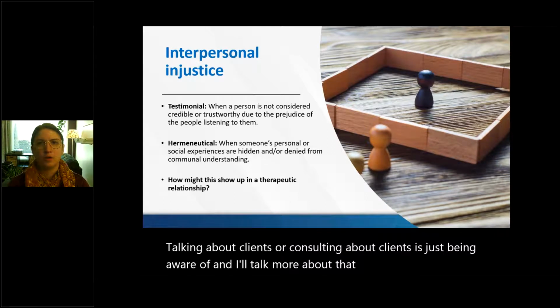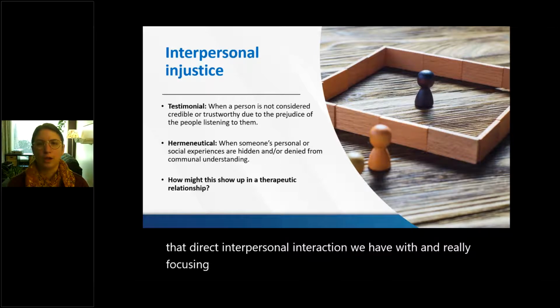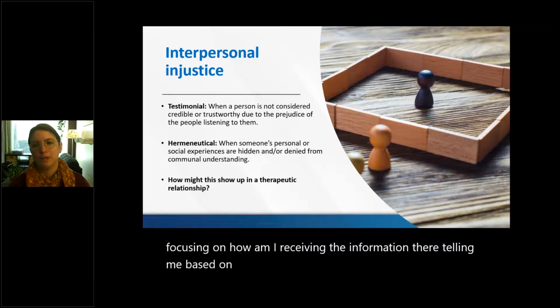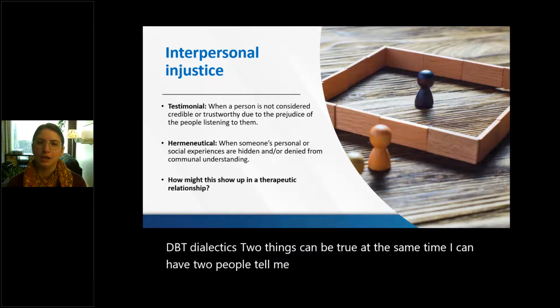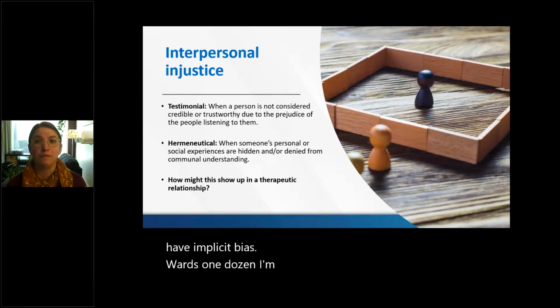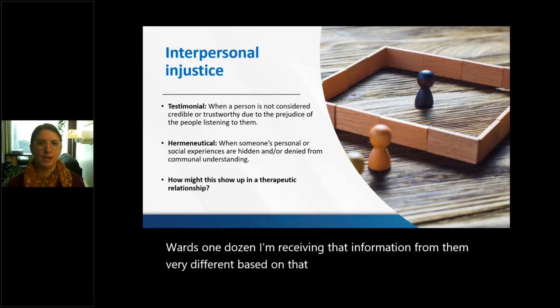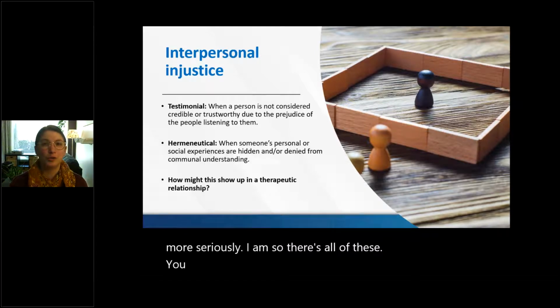But there's also that direct interpersonal interaction we have with clients and really focusing on, how am I receiving the information they're telling me based on my implicit bias? Because it goes back to classic DBT, dialectics, two things can be true at the same time. I can have two people tell me the exact same thing, and one of them falls within a privileged group or is an individual who I don't have implicit bias towards, one does, and I'm receiving that information from them very differently based on that lens. I'm either taking them more seriously or not, so there are all of these dynamics happening that we usually don't realize are happening.